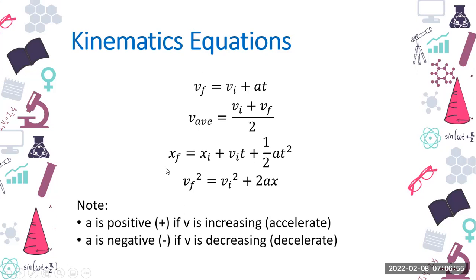In terms of displacement or distance, we can use this formula: x sub f equals x sub i plus v_i t plus 1/2 a t squared. And for final velocity, we have v_f squared equals v_i squared plus 2ax. You can already solve different kinematics related problems by just mastering the use of the following formulas.